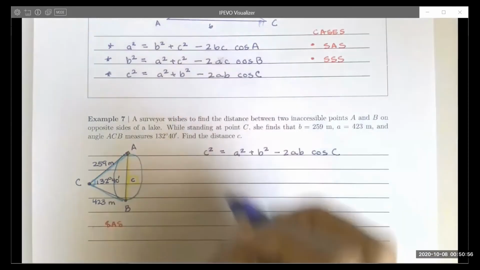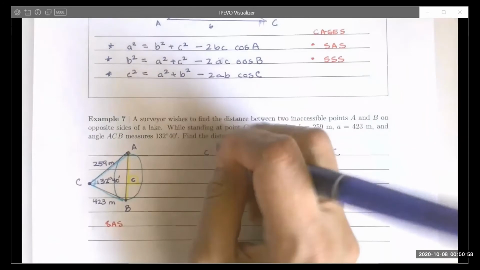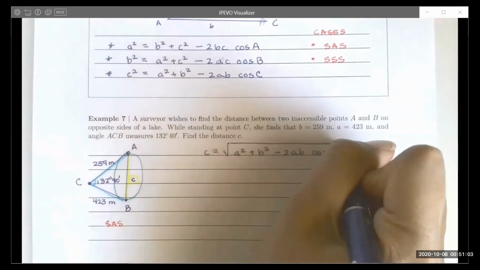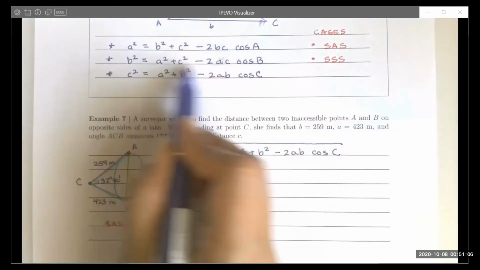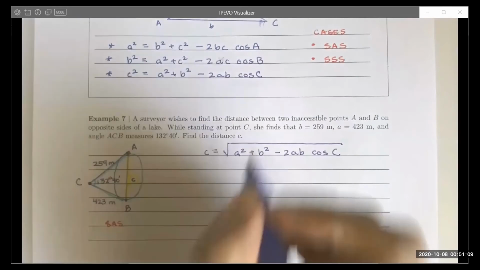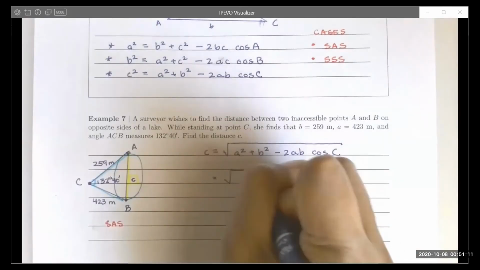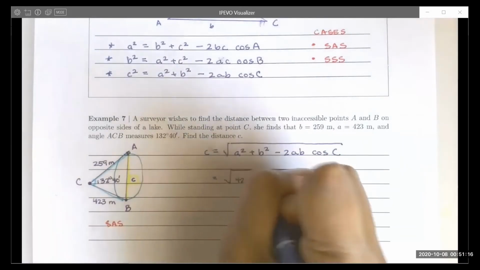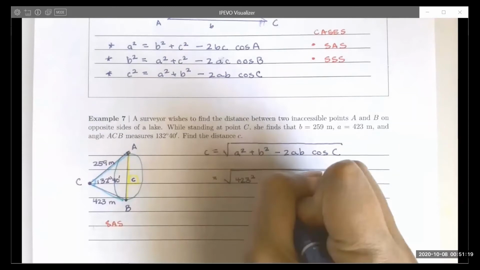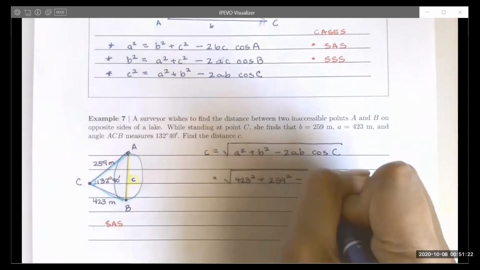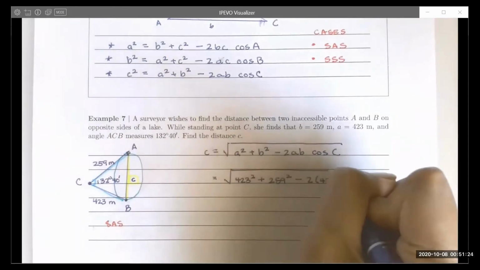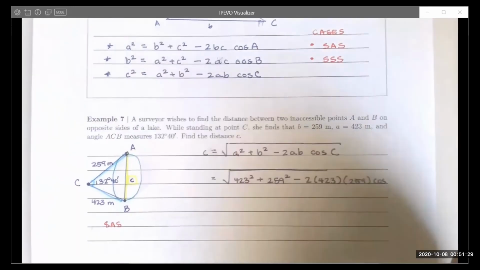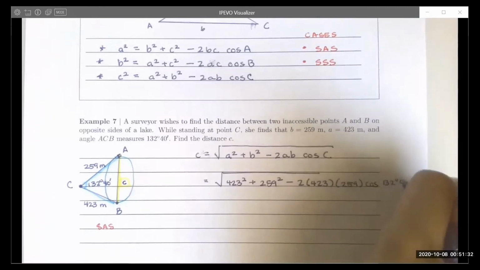And actually, just to cut on the work, I'm going to already take the square root so that C is completely isolated. All I did here was take the square root of both sides to get C by itself. Then we'll get the square root of 423 squared plus 259 squared minus 2 times 423 times 259 times cosine of angle C, which is 132 degrees 40 minutes.